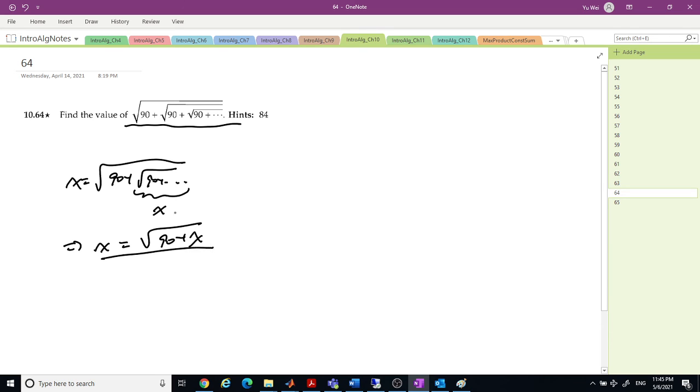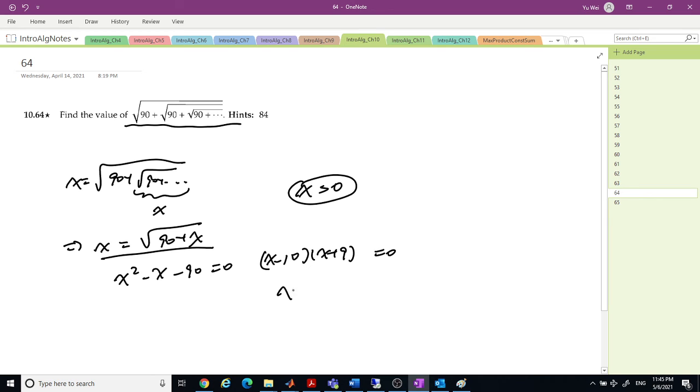Right, so we know x should be greater than 0. This is a positive square root, right? Then x squared minus x minus 90 is equal to 0. So x minus 10, x plus 9 is equal to 0. So x equals 10, because the other, x equals -9, doesn't make any sense for x greater than 0.